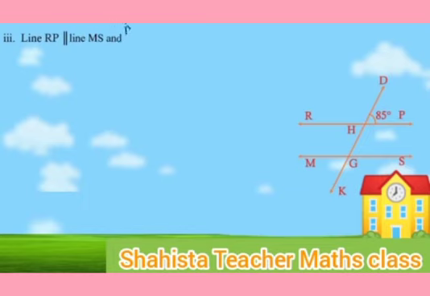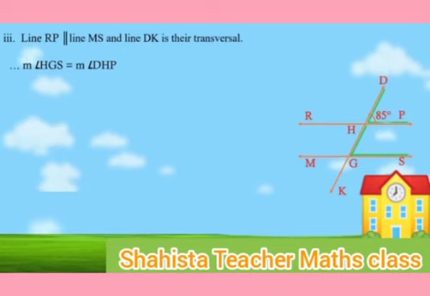First we will write here, given line RP parallel to line MS and line DK is the transversal line. As you can see, these are two parallel lines and one transversal line, that is line DK. Now here we are finding the measure of angle HGS. Now we know that angle HGS is equal to angle DHP. The measure of angle HGS is equal to the measure of angle DHP because they both are corresponding angles. The corresponding angle rule says: same side, same measurement, same direction.